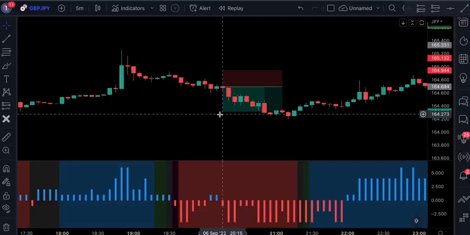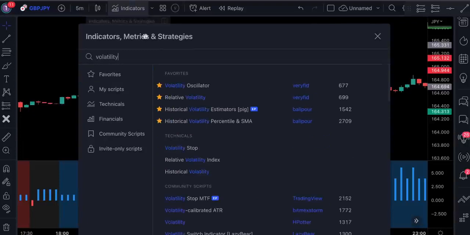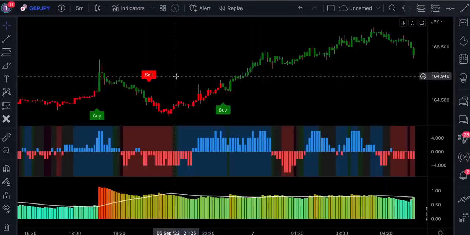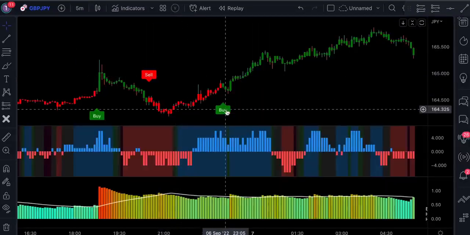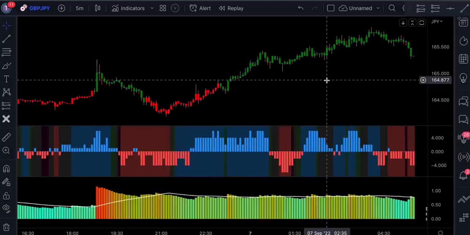Okay, now let's go ahead and add 2 more indicators to the chart in order to complete the strategy. So the first indicator we're going to be adding is called Historical Volatility Estimators by Bally Poor. And the second indicator we need to add is called Trend Buy and Sell. Now we're going to need to access the settings on this Trend Buy and Sell indicator. And in the start section, let's remove the buy and sell labels. Okay, the strategy is ready.